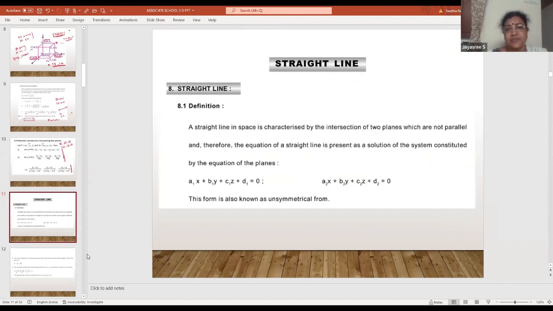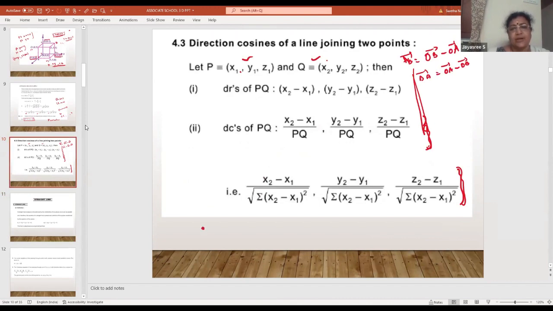Now I'm coming to the definition of a straight line. These are the basic things we do. In these basic things, one of the other questions is that points are collinear. That concept goes through finding the direction ratio of AB and the direction ratio of BC.